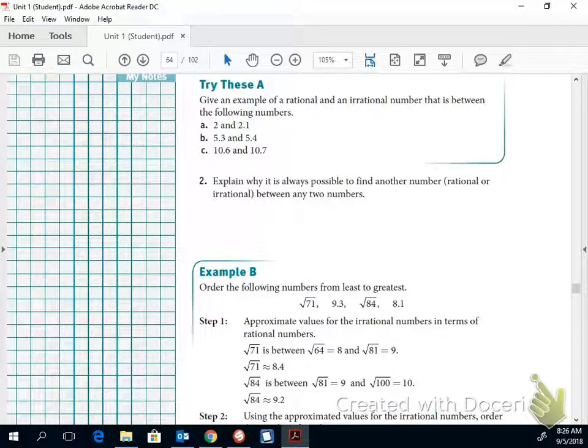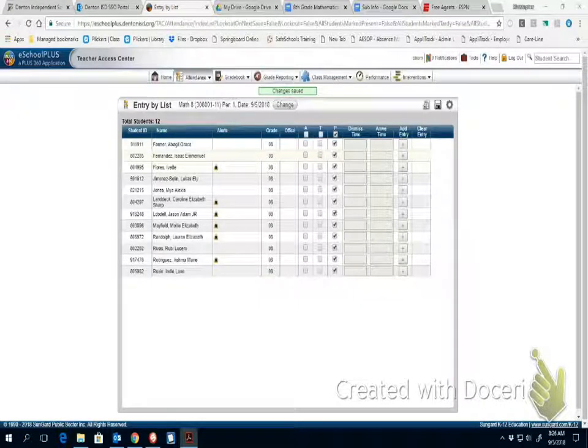What might be a rational number between 2 and 2.1? Take about a minute. Think of a number that falls between 2 and 2.1. And yes, there are several different numbers you could possibly use. There's a whole lot. So give me one example.